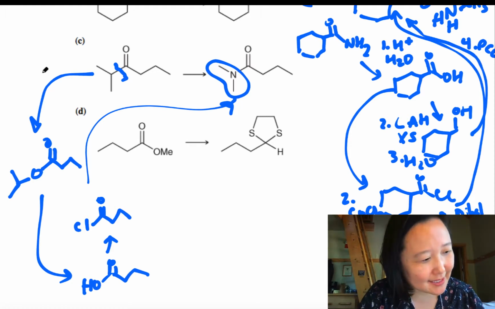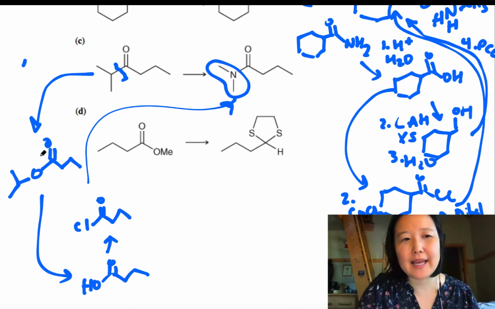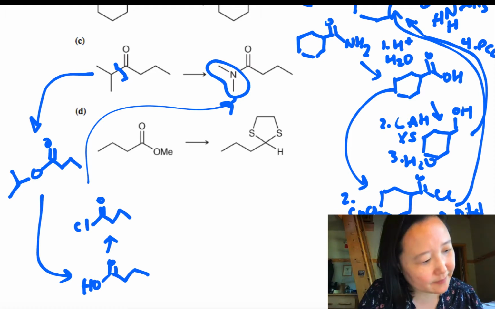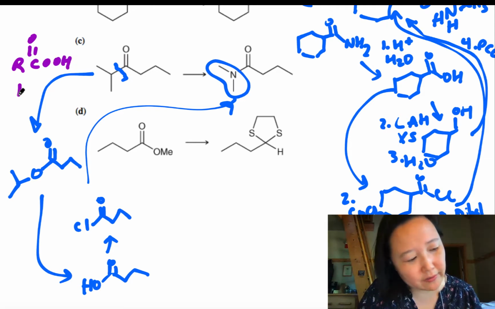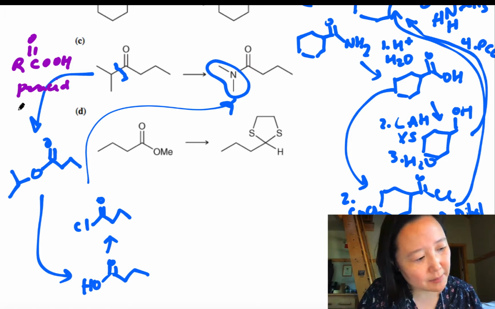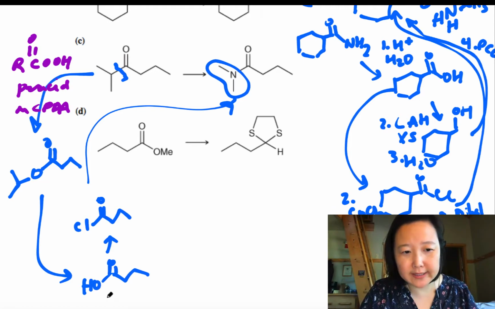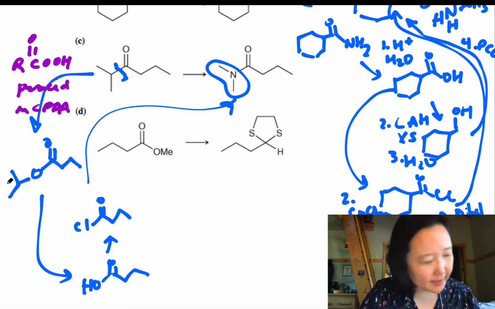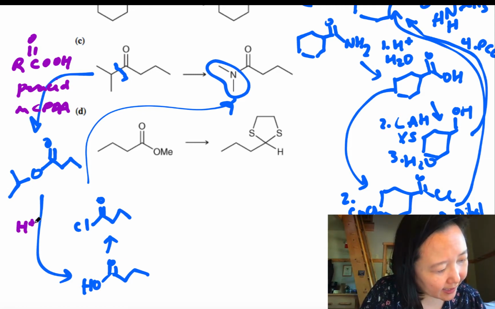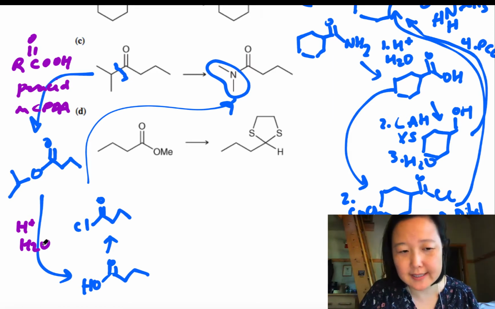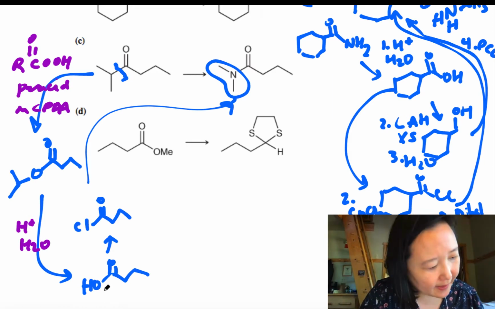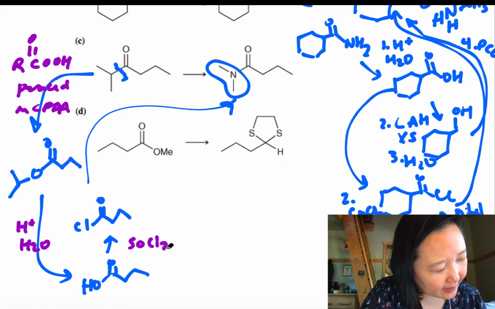So Baeyer-Villiger oxidation, I need an oxidizing agent like a peroxy acid. So RCO3H, okay? Or you could write peracid if you like, or you could use MCPBA, which is a type of peroxy acid. All right, so there's my Baeyer-Villiger reaction. Now I want hydrolysis of the ester. I want to get rid of this part. So I need catalytic acid and H2O for hydrolysis. That's how you get an OH group. Then I use thionyl chloride.